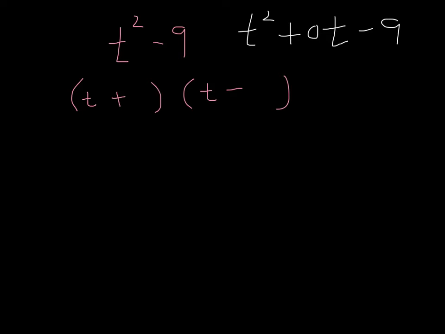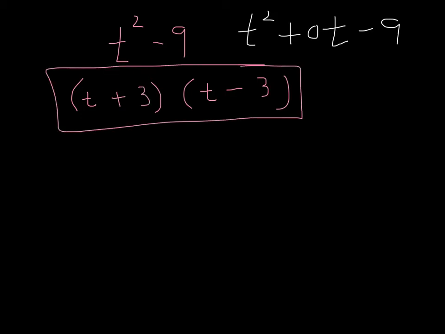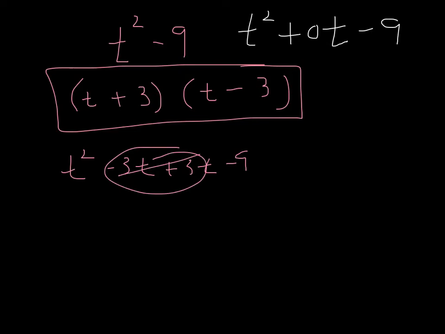And two numbers that multiply to negative 9 and have a difference of nothing. Again, meaning that the numbers must be the same. So 9 is a perfect square. So that's 3 and 3. And when you FOIL this out, you're going to get t squared minus 3t plus 3t minus 9. Those cancel out, and you're left with t squared minus 9. So t plus 3 and t minus 3 are our factors, and prime at that.